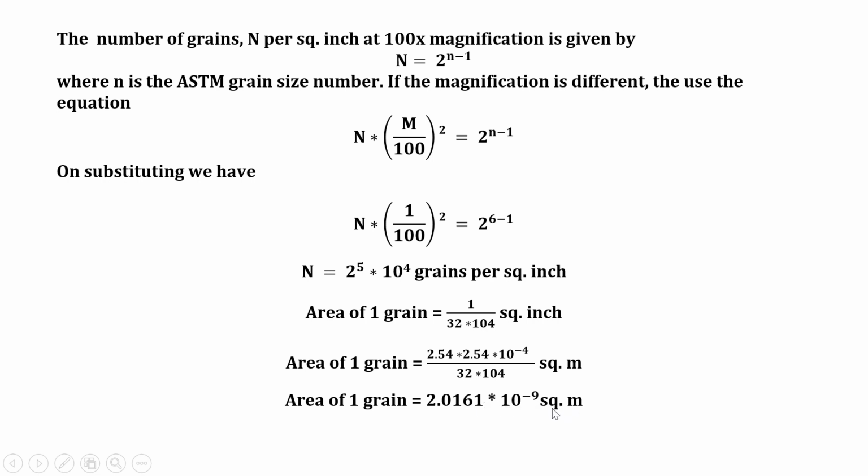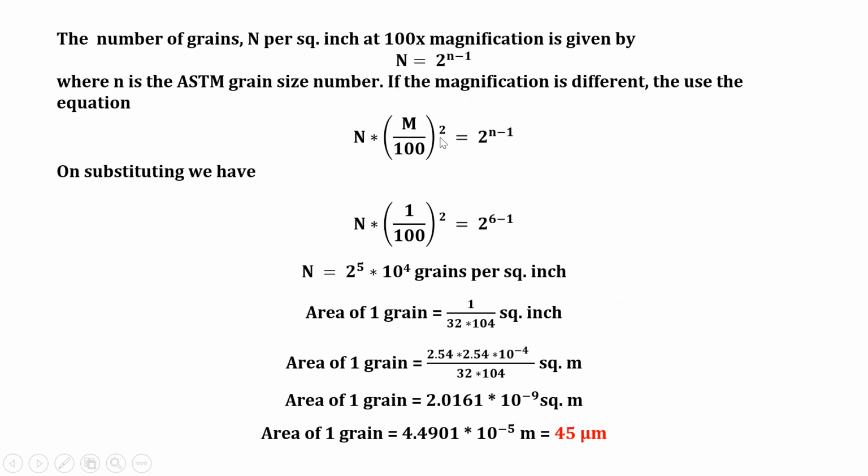In order to convert the square meter into meter, we have to take the root of this particular value. When we take the root, we will get 4.4901 into 10 power minus 5 meter. That is approximately 45 microns. So the final answer, that is the grain size, is 45 microns.